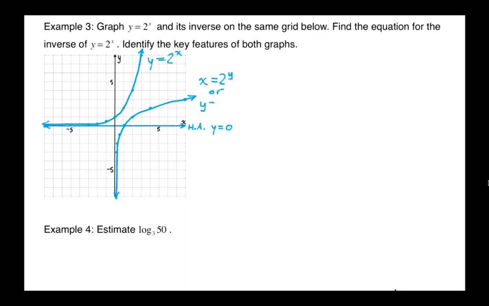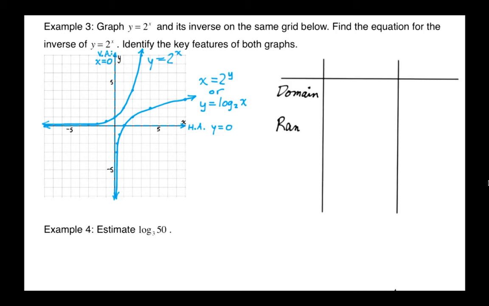And here's the equation. You can either write it as x equals 2 to the y, just by switching the x and y coordinates. But of course, this is exponential form. If I rewrite it in logarithmic form, it would be y equals log base 2 of x. So log base 2 of x is the inverse of 2 to the x, and 2 to the x is the inverse of log base 2. It also has a vertical asymptote here at x equals 0.